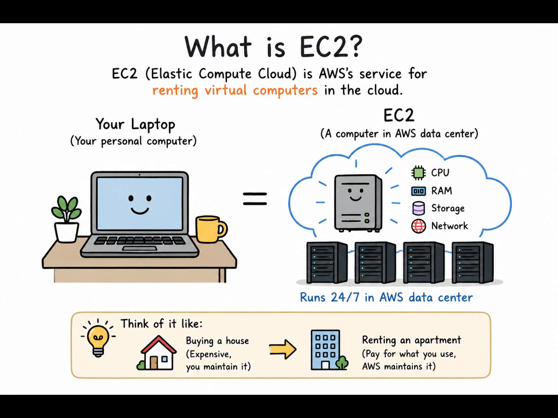EC2 in AWS works just like your laptop, with CPU, RAM, storage, and internet, but it lives in Amazon's data center and runs 24/7. Think of it this way. Buying a computer is like buying a house, but EC2 is like renting an apartment. You use it when you need it, and AWS handles the maintenance.